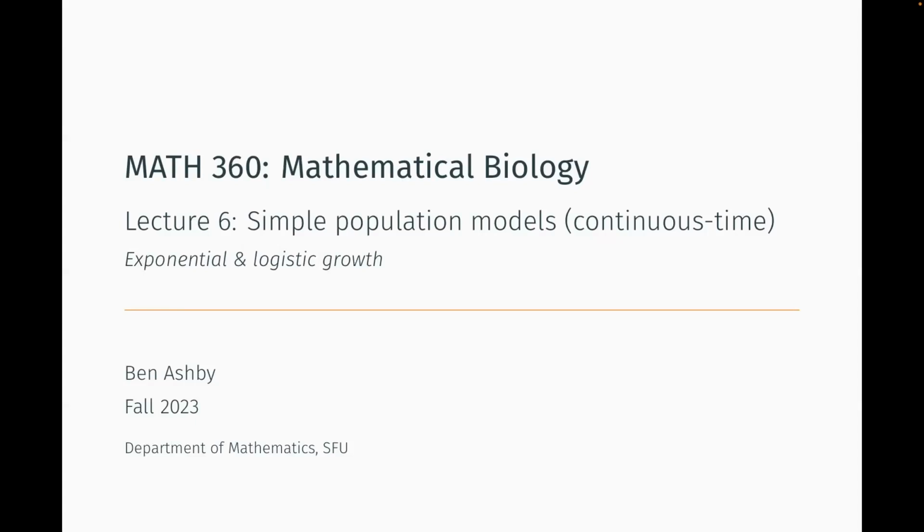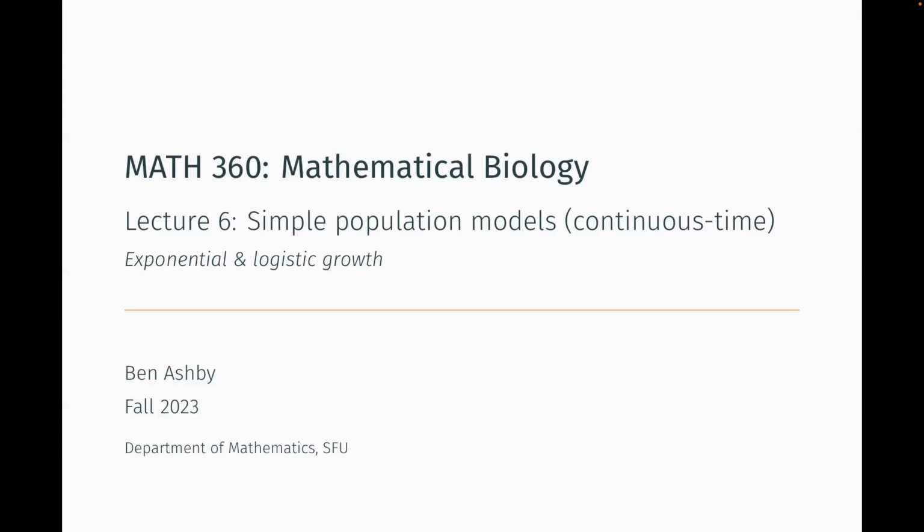Today, we are going to be moving on from our discrete time population models that we were looking at up until now to continuous time models. And pretty much the rest of the course will be focusing on continuous time models. First of all, in one dimension, for just a simple homogeneous population, so there's no variation in that population.